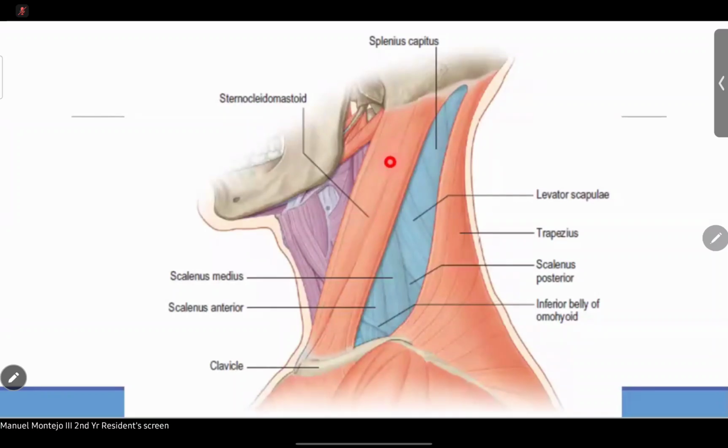Okay. So also take note of your SCM. It has two heads: your clavicular head and your sternal head. One attaches to the clavicle while the other attaches to your sternum. So this is your anterior triangle and this is your posterior triangle. What's important is that if you can recall, we discussed the different lymph nodes in the neck. They are grouped into different groups, so it's helpful to know the different triangles.